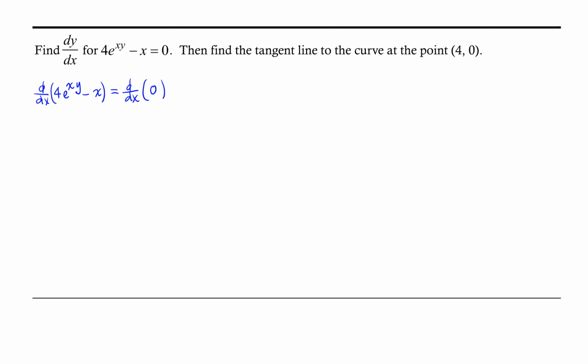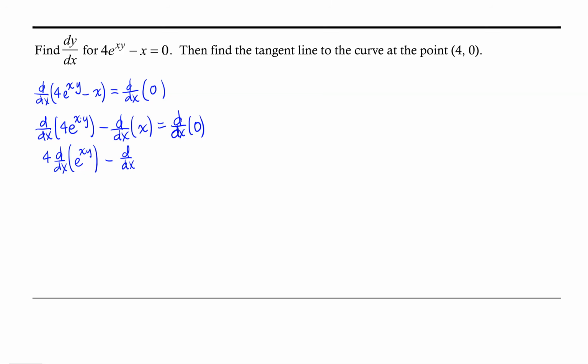On the left-hand side, we're going to need to use the difference rule. So derivative with respect to x of 4 times e to the xy minus the derivative with respect to x of x. And then we have on the right-hand side the derivative with respect to x of 0. Continuing on, for our first term, we need to use the constant multiple rule. 4 is a constant, so we can rewrite this as 4 times the derivative with respect to x of e to the xy minus the derivative with respect to x of x, equals the derivative with respect to x of 0.